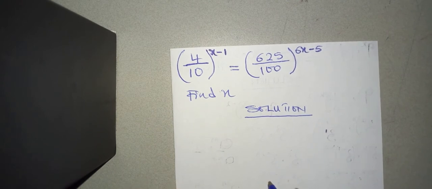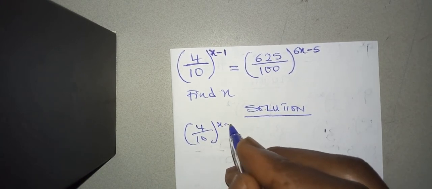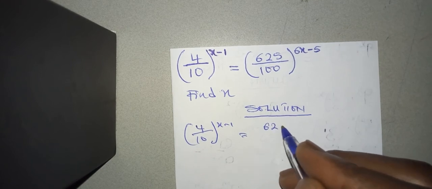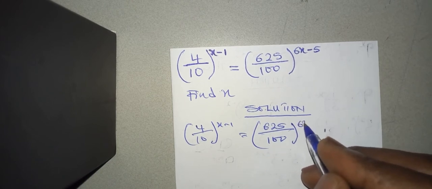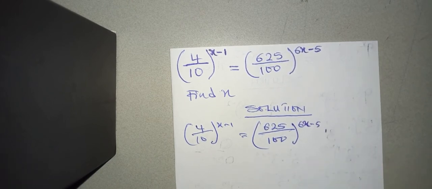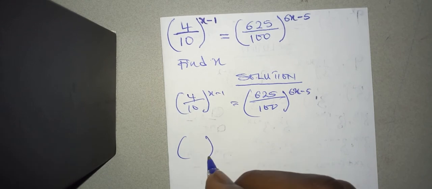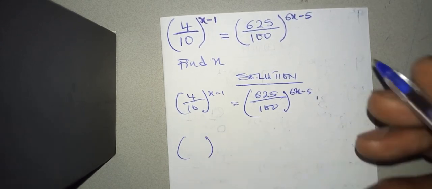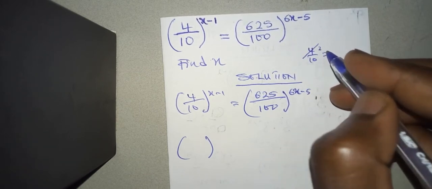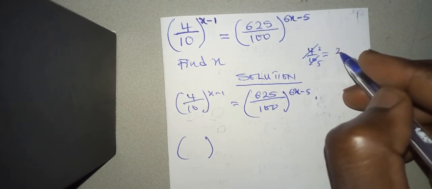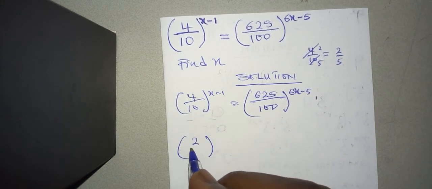Let me write down the problem. So I have (4/10)^(s-1) = (625/100)^(6s-5). Now this whole thing can be reduced so that 4/10 can be written as 2 here, 2 here, 5, so that you have 2/5. So this whole thing can be written as (2/5)^(s-1).